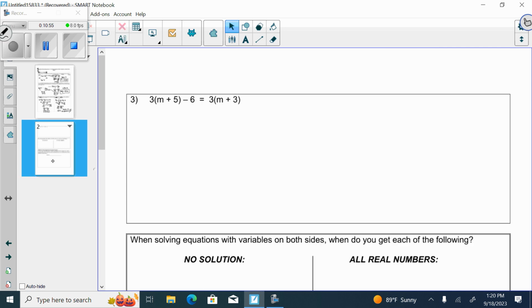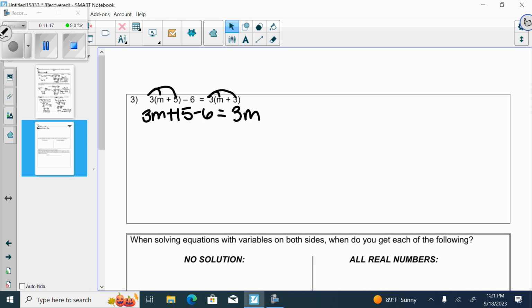All right, on number 3, what am I going to do first? Distribute. So I got 3 times m, which is 3m, good, and 3 times 5 is plus 15, minus 6 equals 3m plus 9.